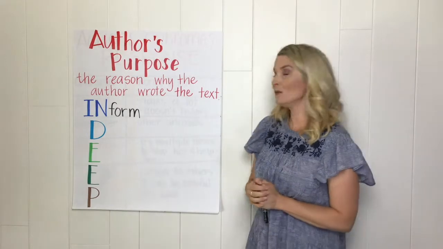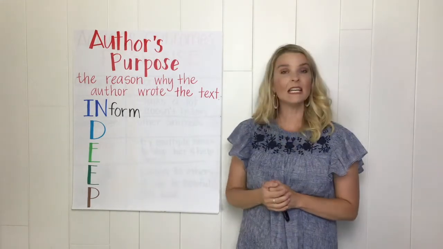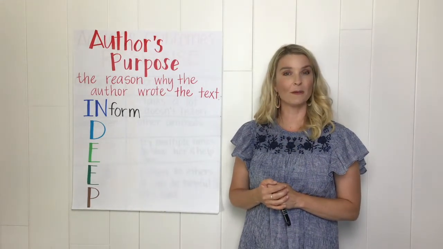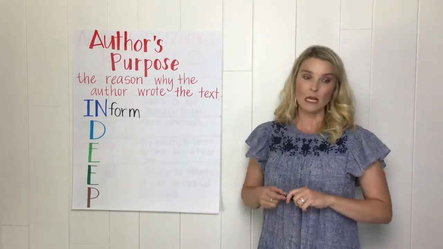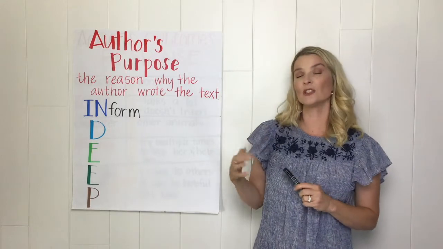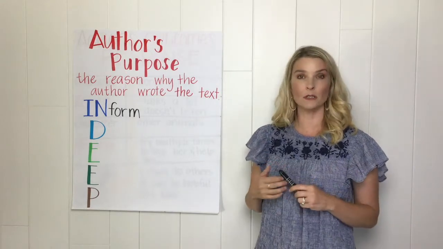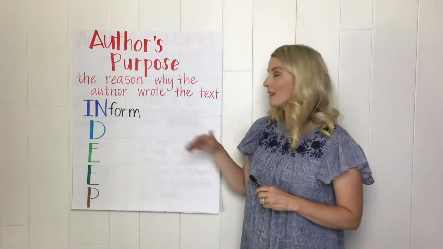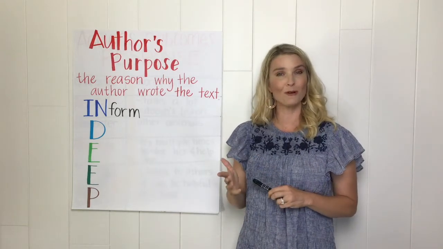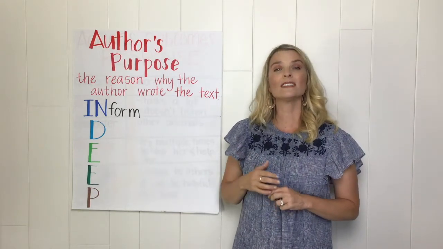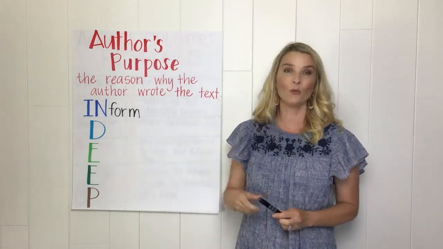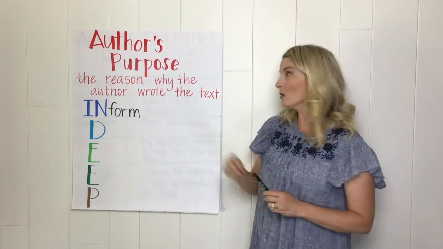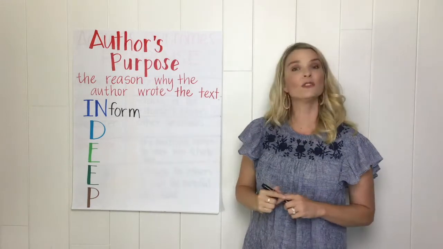All right, let's move on to the D. The D is to, an author's purpose might be to describe something. They might use your imagination and sensory words to be able to describe things. I remember that some of our poems that we read in our poetry unit really describe things beautifully because of the imagery and the words that they chose. So an author's purpose could also be to describe.